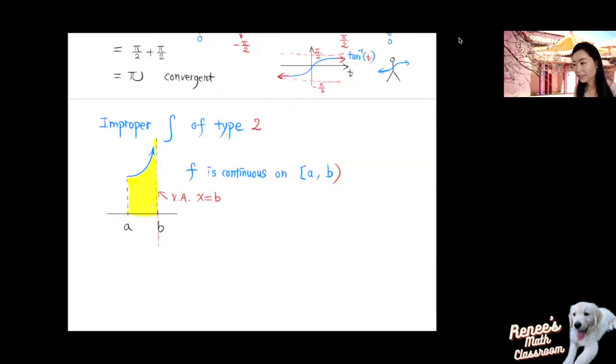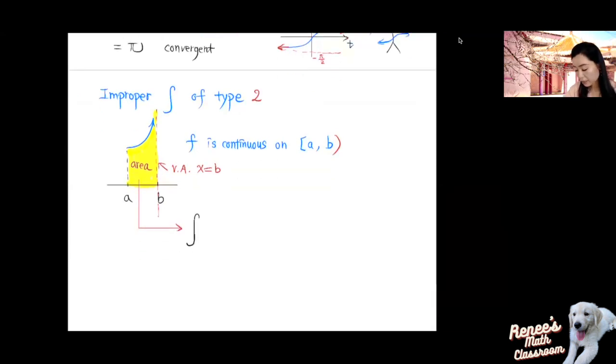That will correspond to an improper integral, because this keeps on continuing. There's an infinite strip that continues forever. So this area corresponds to this improper integral. It's the integral of this function, x going from A to B.